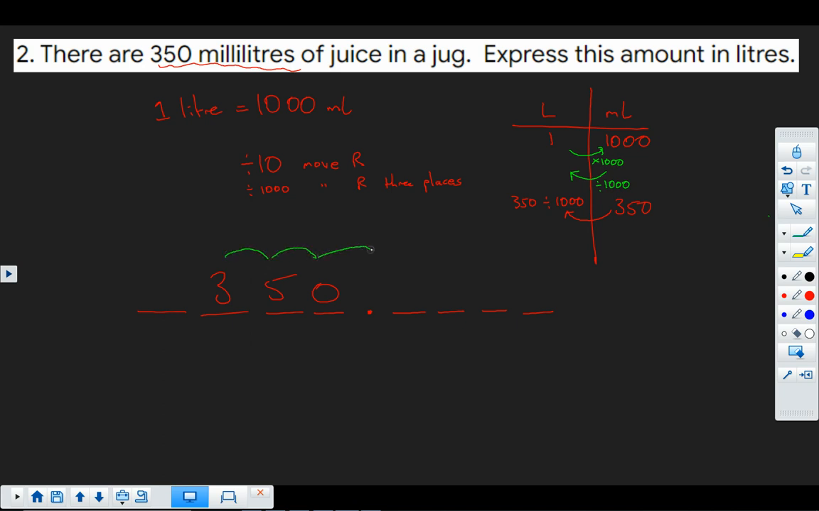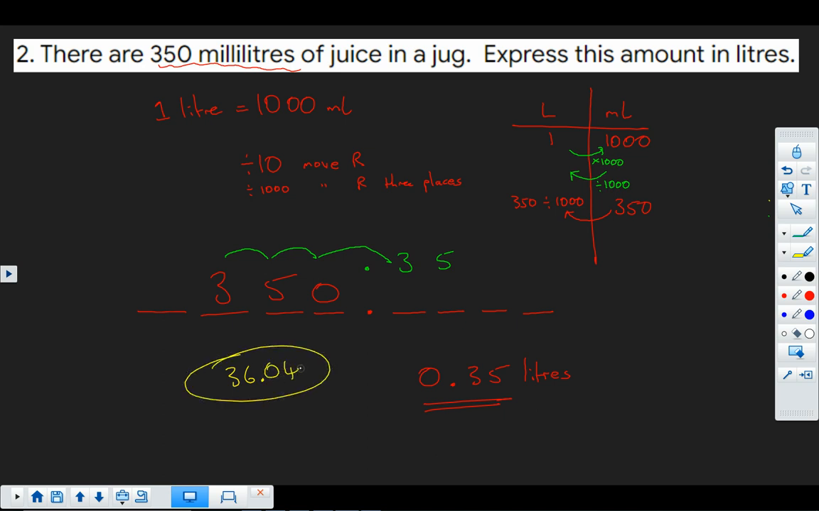So my 3 is going to go 1, 2, 3 places here. My 5 to here. My decimal point stays the same. So there's my answer. My answer is 0.35. Let's tidy that up with a placeholder in front of the decimal point. So 0.35 litres. Now, to go and practice that on Century, try nugget 36.04.